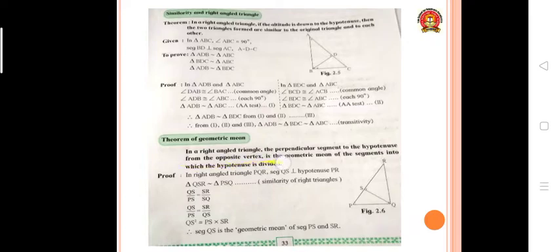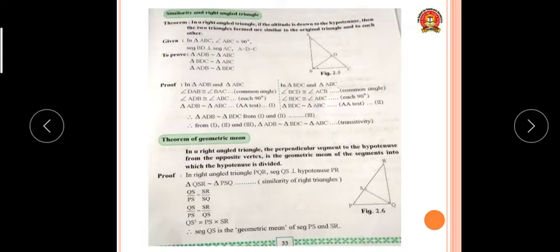Now, the theorem of geometric mean. Students, this theorem states that in a right angle triangle, the perpendicular segment to the hypotenuse from the opposite vertex is the geometric mean of the segments into which the hypotenuse is divided.